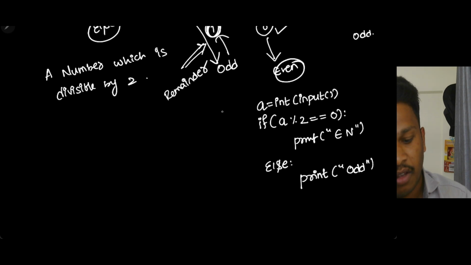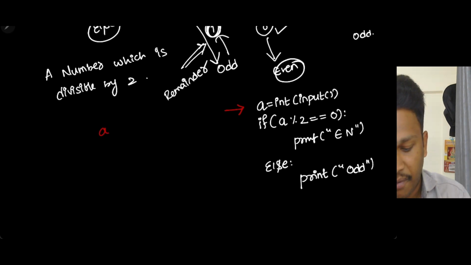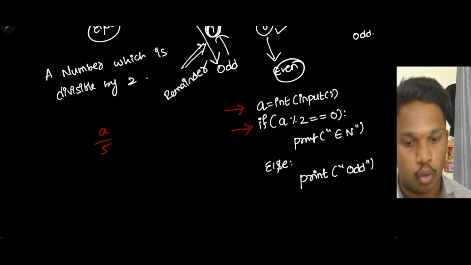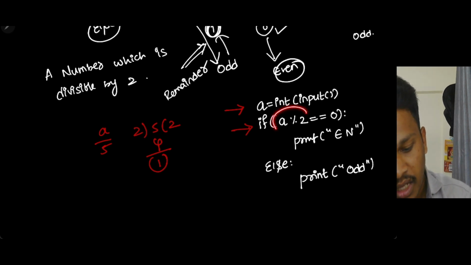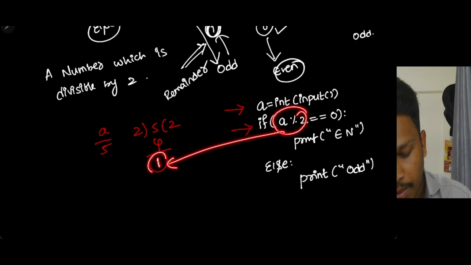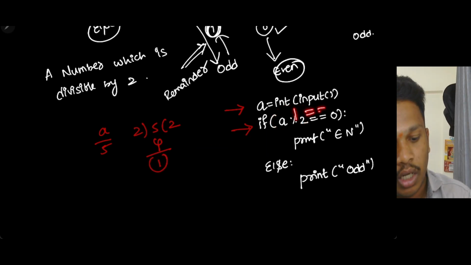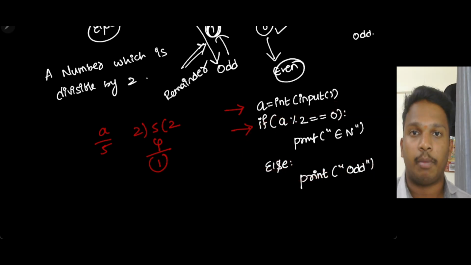For example, if the program is running, in the first line I will ask the user to enter a number. For example, if I give 5, what will it do in the next line? It will divide by 2. 2 twos are 4. It will give the remainder. This a mod 2 will return 1, correct? 1 equal to 0, false. Then directly it will come to the else condition. It will print it is an odd number.